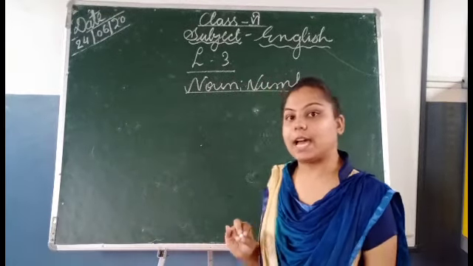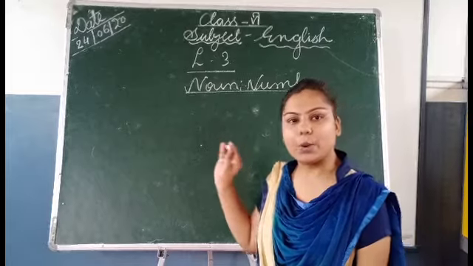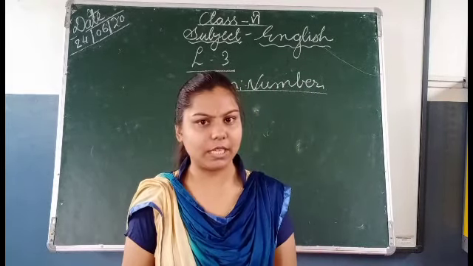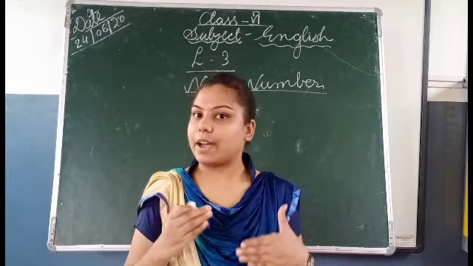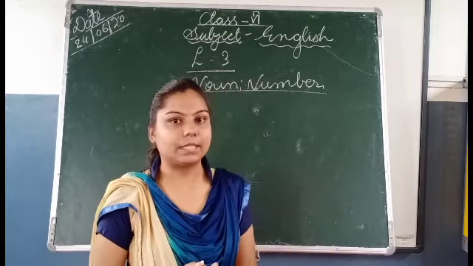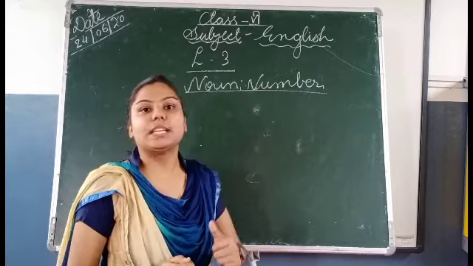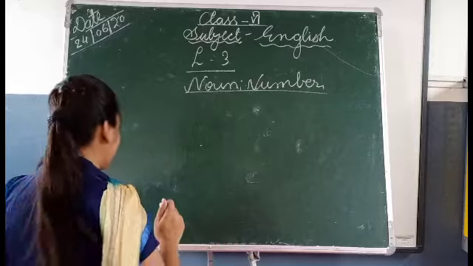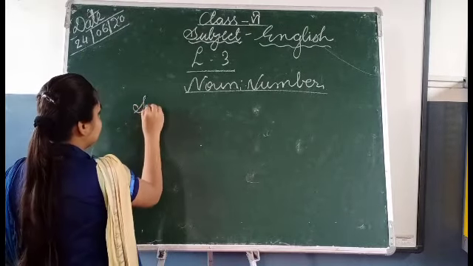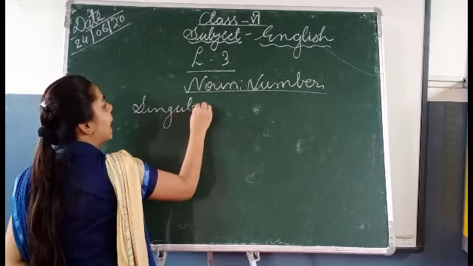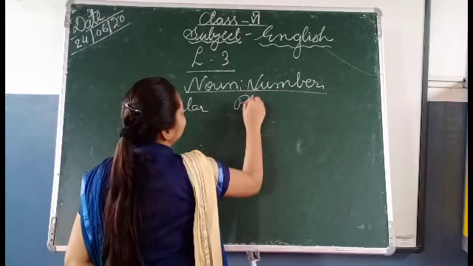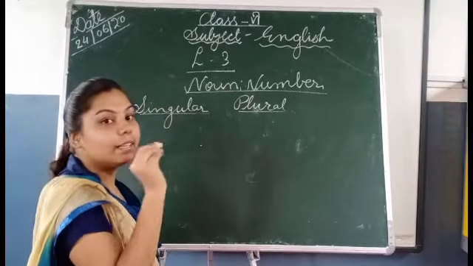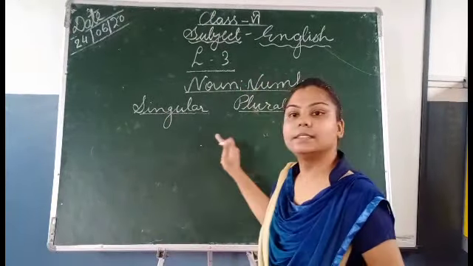First of all, today I'll tell you what is number. Noun you know very well. The name of any person, place, animal, thing or any feeling is called noun. And we have discussed the types of noun in our previous classes. Today we are going to see numbers. Okay, what is numbers? Now you have heard these two words, singular, and the second word is plural. You have heard these two words, singular and plural. So these are the numbers.